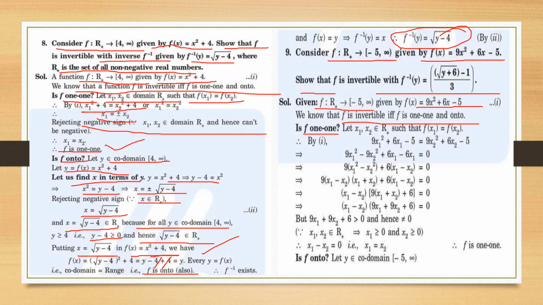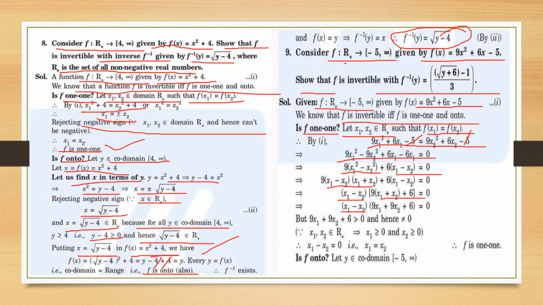So for one-one, what do I do? Let x1, x2 belong to my domain R positive such that f of x1 equal to f of x2. That means 9x1 square plus 6x1 minus 5 equal to 9x2 square plus 6x2 minus 5. Now bring everything to this side. You know, minus 5 and minus 5 will be cancelled. So take 9 common from the first two: 9 times (x1 square minus x2 square) plus 6 times (x1 minus x2) equal to 0. Now it is a square minus b square as (a plus b)(a minus b). From these two take x1 minus x2 common, right? And it becomes (x1 minus x2) times (9 times (x1 plus x2) plus 6).